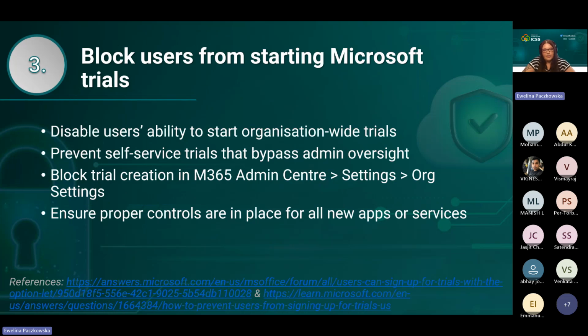So on to tip number 3, which is to block users from starting Microsoft trials, right? You don't really want the user firing up a random trial and introducing that idea of shadow IT within your tenant, into your carefully curated ecosystem. So you should be disabling the user's ability to start the organization-wide trials. This is something that would be enabled by default, and you can change it easily within the main Microsoft 365 admin center.